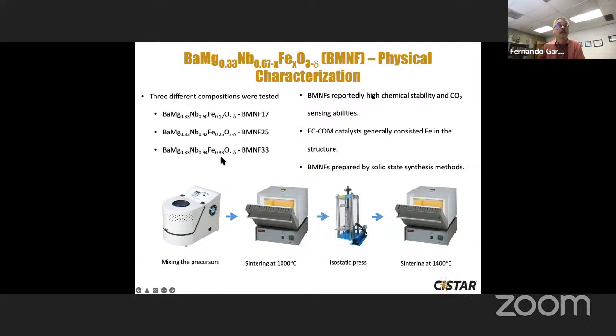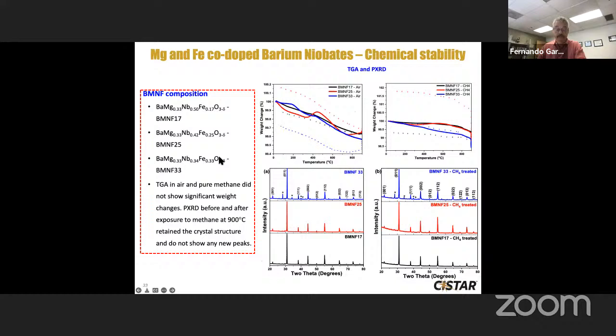They all maintain the perovskite structure. And we did some experiments looking at the chemical stability in different environments, air and methane environments. We saw very small weight changes of the sample, which was a very good sign, and very little changes in the X-ray diffraction patterns of the materials. One thing which we did observe is that we were probably reaching the solubility limit for iron in the structure, because we started to see iron containing second phases when we went to the 33% substitution here. The 25 and 17% substitutions were single phase perovskite materials.